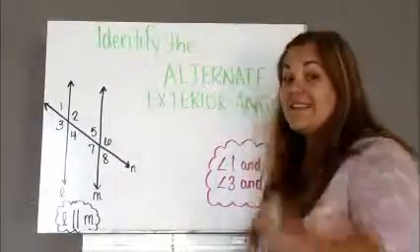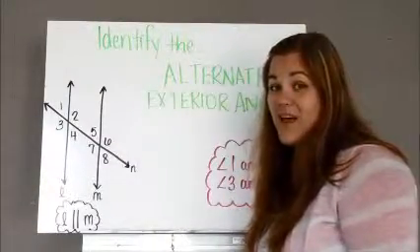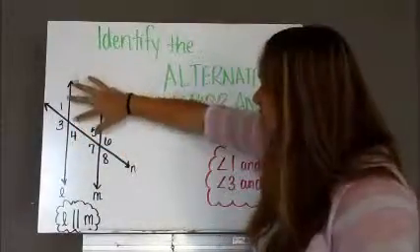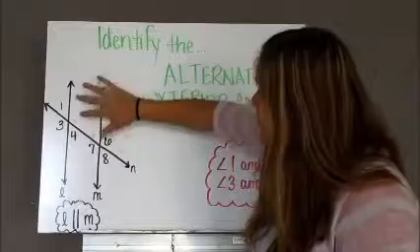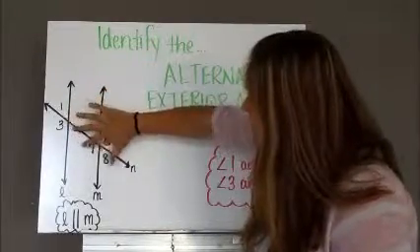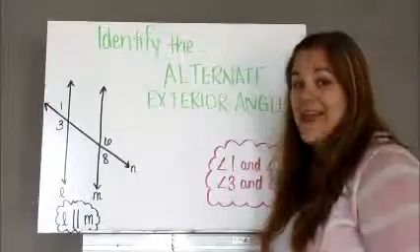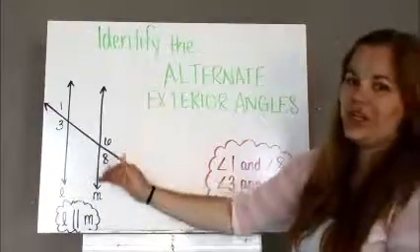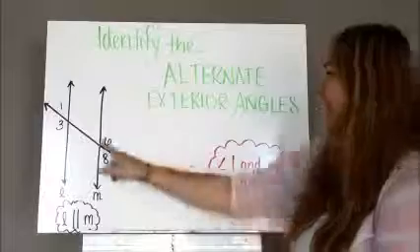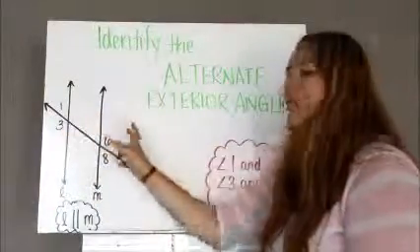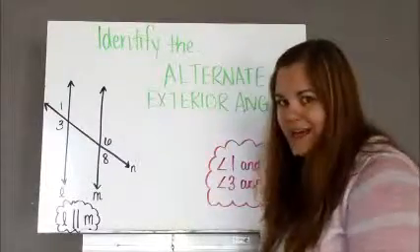So now we're going exterior, we're going outside those parallel lines. So we're not even paying attention to the 2, 5, 4, and 7. You know what? I'm just going to erase those because I don't even need those. I'm looking outside of those parallel lines. So I only need to focus on 1, 6, 3, and 8. Alternate, looking on the opposite sides of the transversal. So 1 and 8. They're on either side of that transversal. 3 and 6. Either side of that transversal.